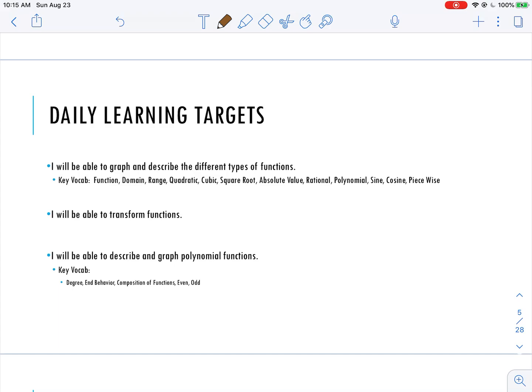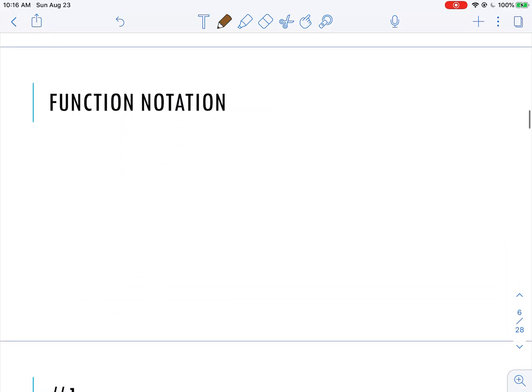So today we're going to talk about the different types of functions, function notation. We'll talk about transformations on functions, and we'll talk about polynomial functions and their characteristics.